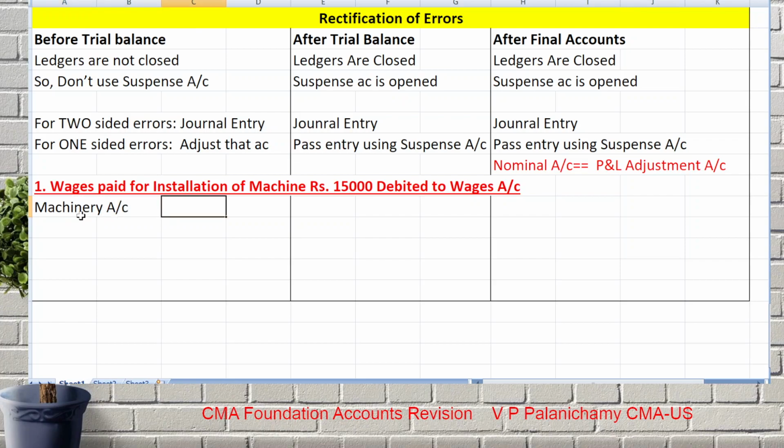Machinery account debtor 15,000 to which account? Wages account 15,000. Why are we debiting machinery? It is not debited, so debit now. Why are we crediting wages account? It was wrongly debited.